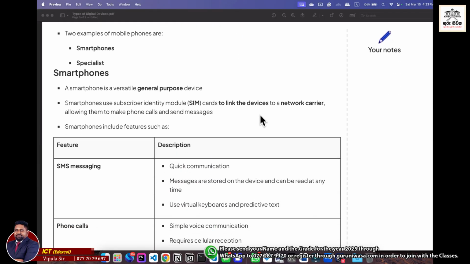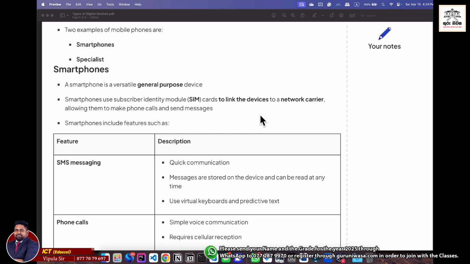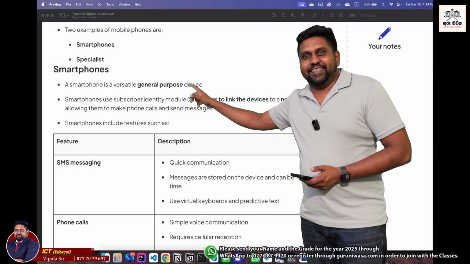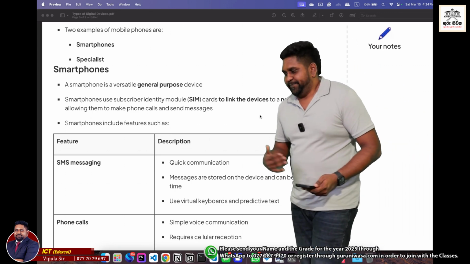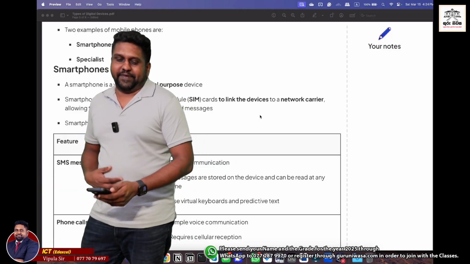Then we talk about smartphones. I have seen this question as well, where it asks what is a smartphone and what are the features they have. In simple terms, a smartphone is a versatile general purpose device. Again remember the keyword, general purpose device. But you can write this in another way, saying if you are using a smartphone you can do XYZ tasks, that is also perfectly fine.